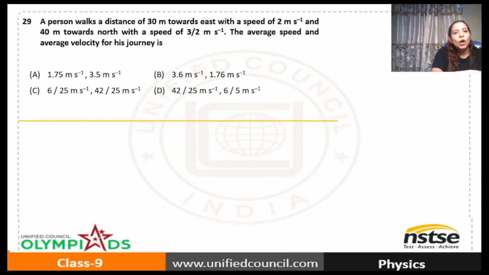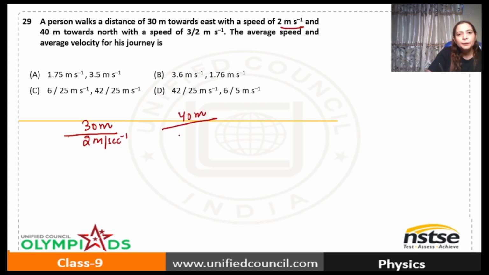A person walks a distance of 30 meters towards east. So let's say a person walks a distance of 30 meters towards east with a speed of 2 meters per second. Okay. And 40 meters towards north, another distance, with a speed of 3 by 2 meters per second. We need to find its average speed. We need to find the average velocity for this journey.